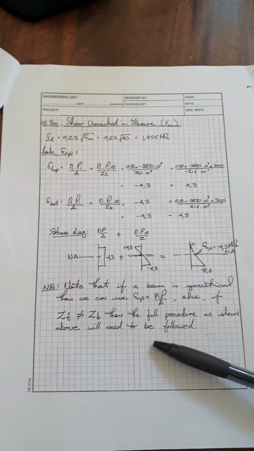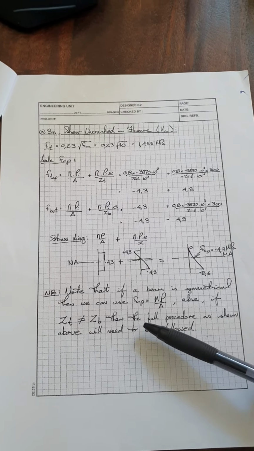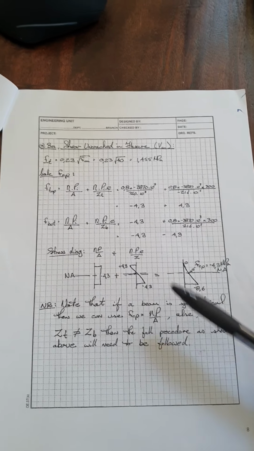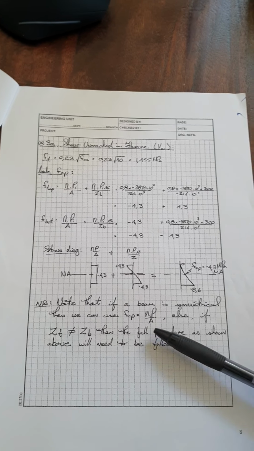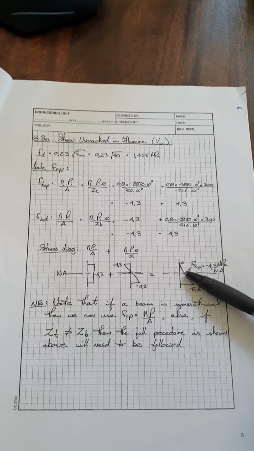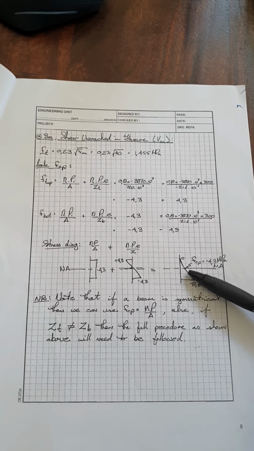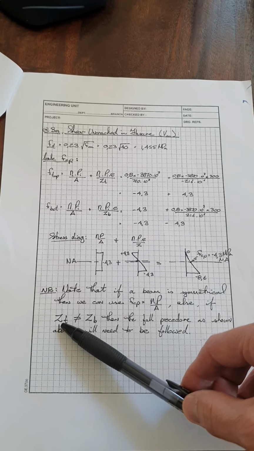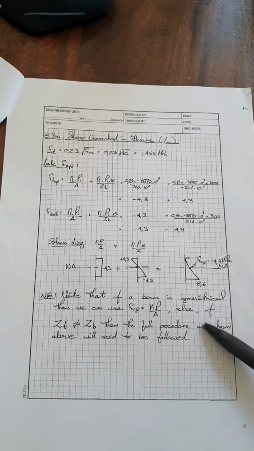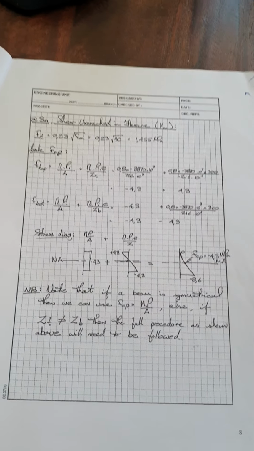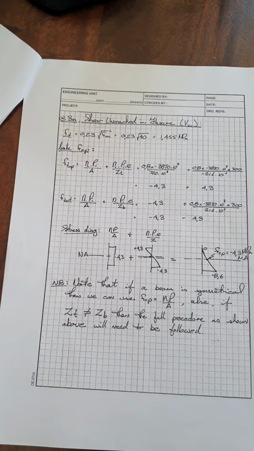I did put a little note here that if a beam is symmetrical, then we don't really need to calculate the whole formula. We just need to use P upon A, and that would have given us that form if it's symmetrical. If it's not symmetrical and Z top is not equal to Z bottom, then the full procedure would have to be followed. Quite straightforward.